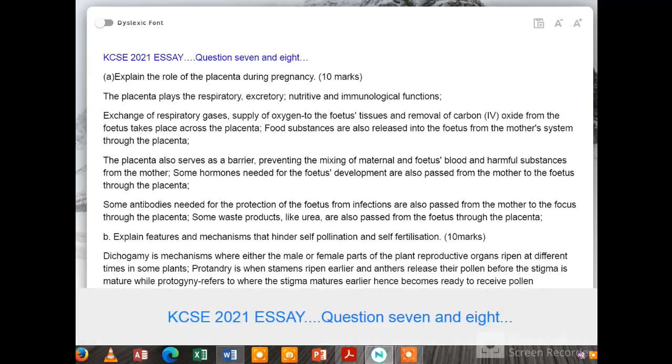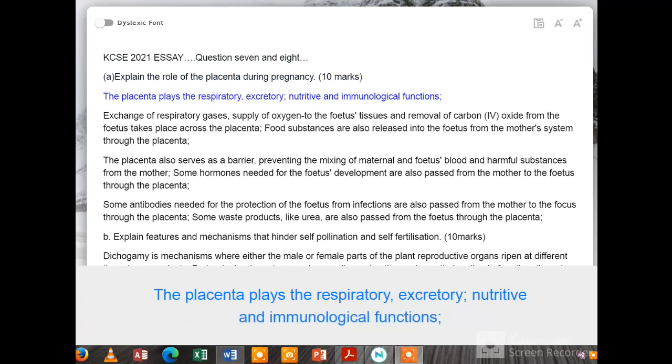KCSE 2021 Essay, Question 7 and 8. A. Explain the role of the placenta during pregnancy. 10 marks. The placenta plays the respiratory, excretory, nutritive and immunological functions.